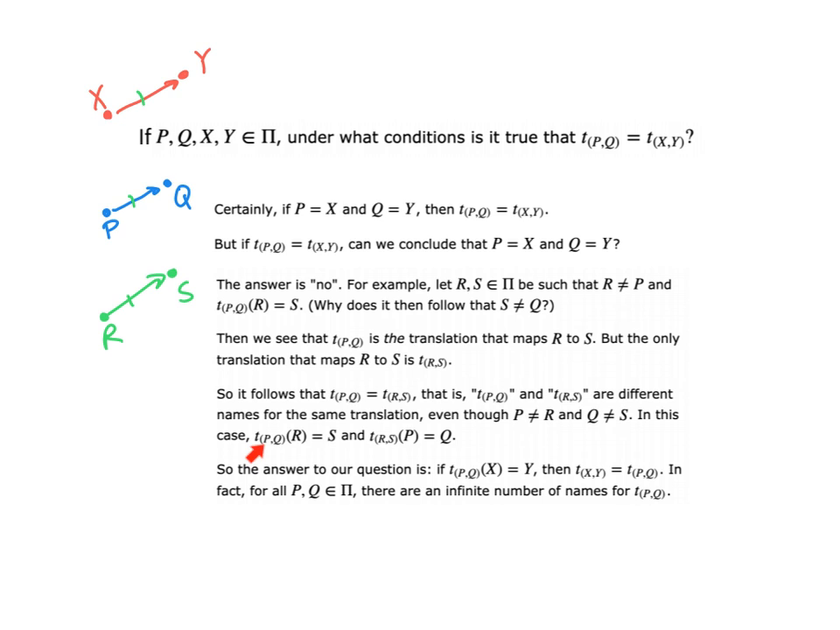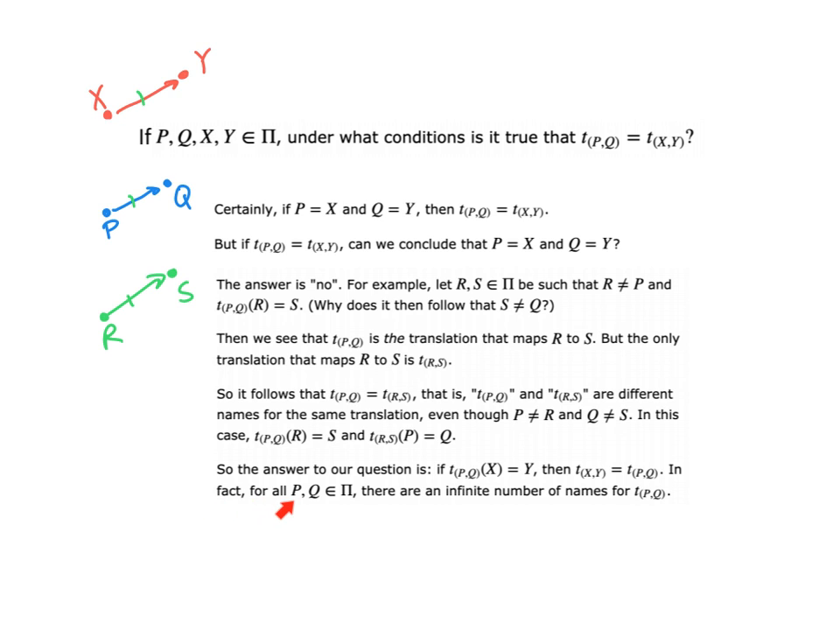In this case, T sub P comma Q of R equals S, and T sub R comma S of P equals Q. In other words, the translation that takes P to Q takes R to S. And the translation that takes R to S takes P to Q. So the answer to our question is, if T sub P comma Q of X equals Y, then T sub X comma Y equals T sub P comma Q.